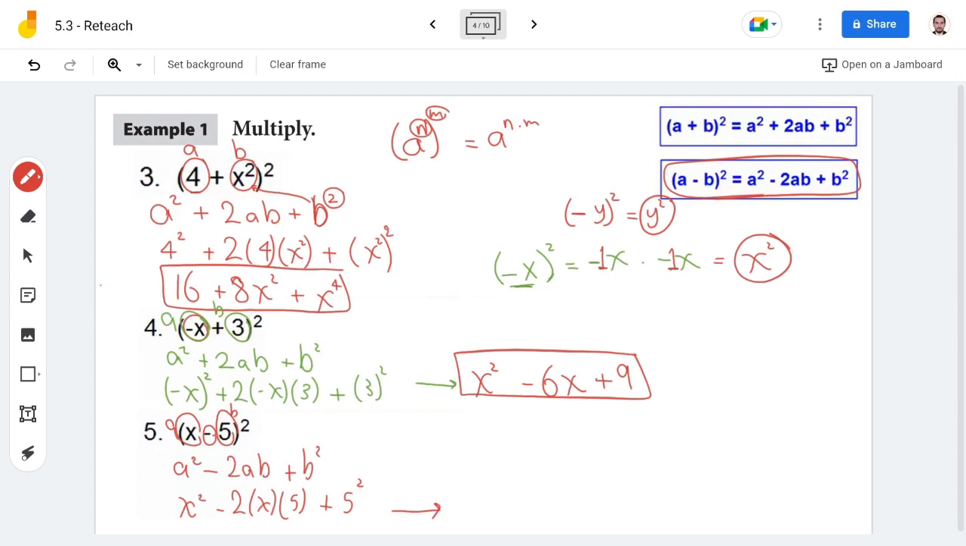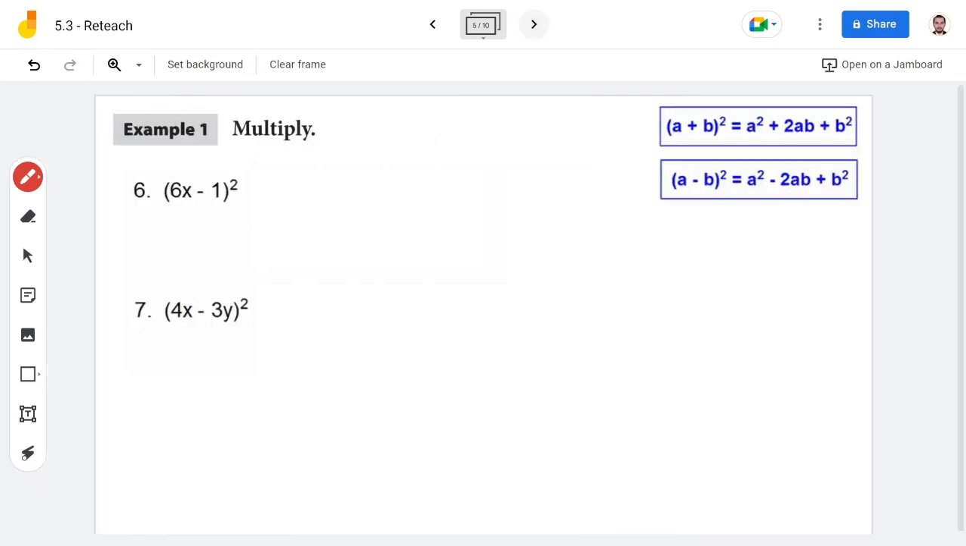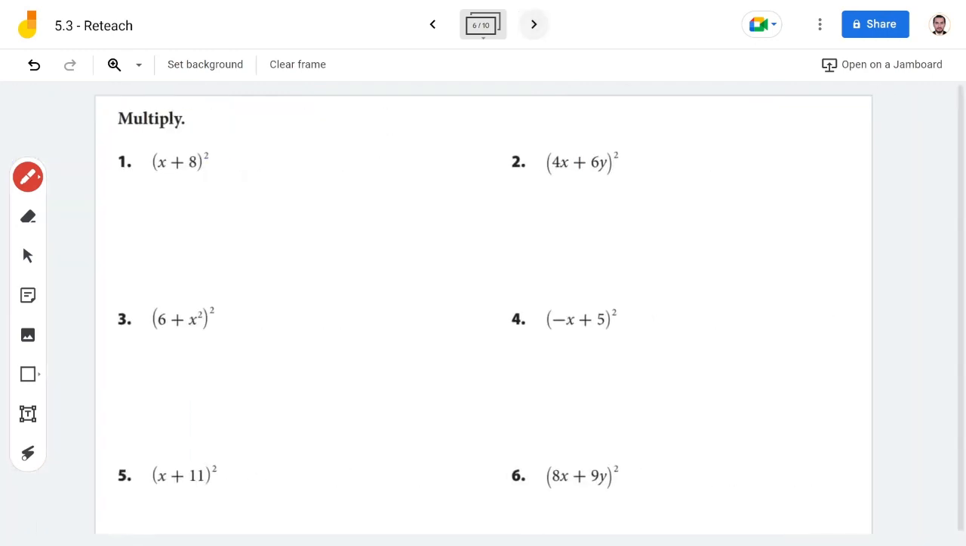Let's write the final answer here. So my final answer is x squared minus 10x plus 25, which is my final answer. I hope this is clear and easy to understand. Here are more examples. I will not go through them because you understand.